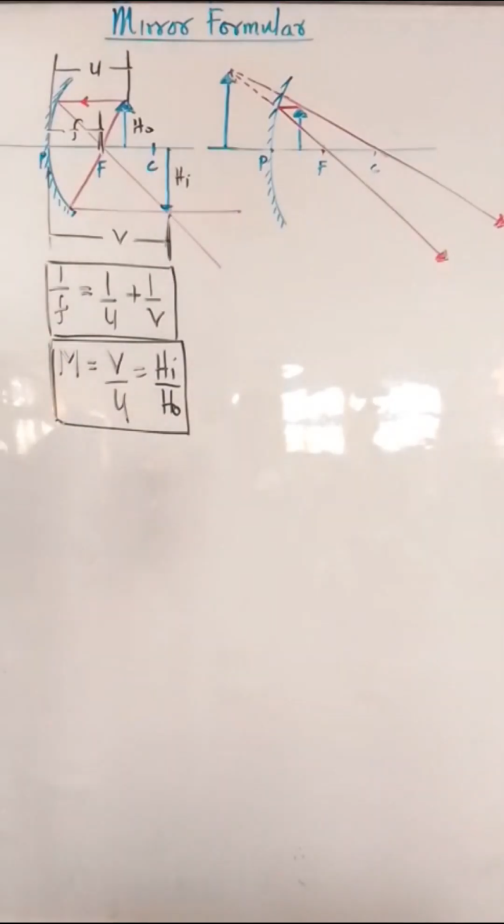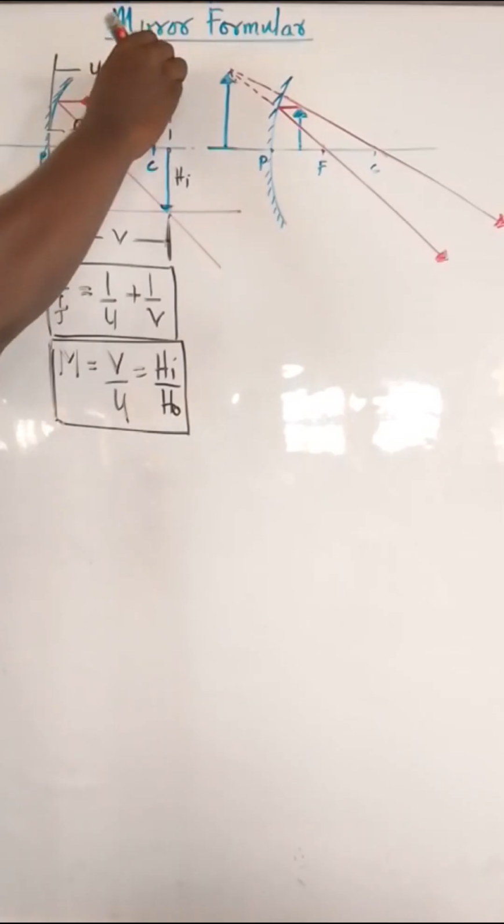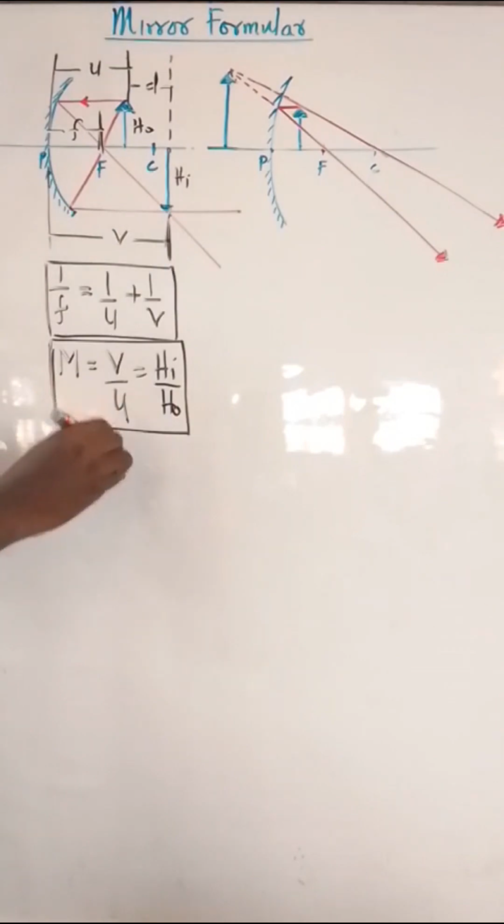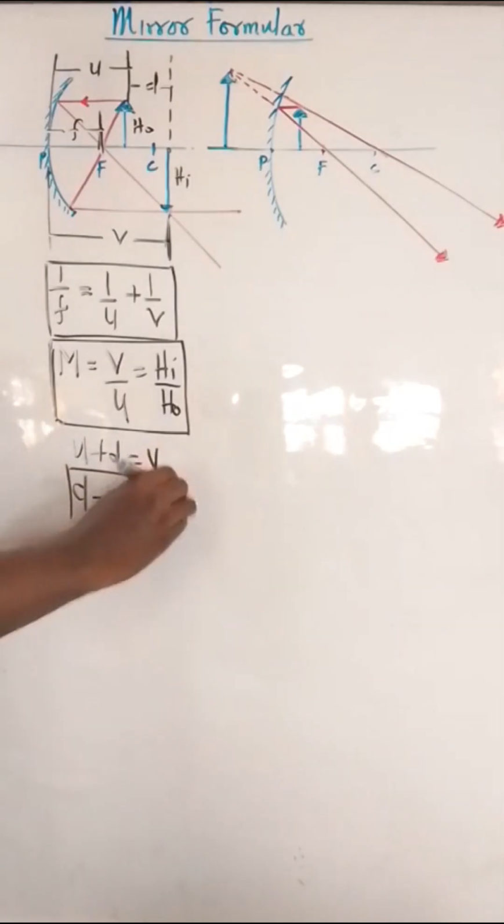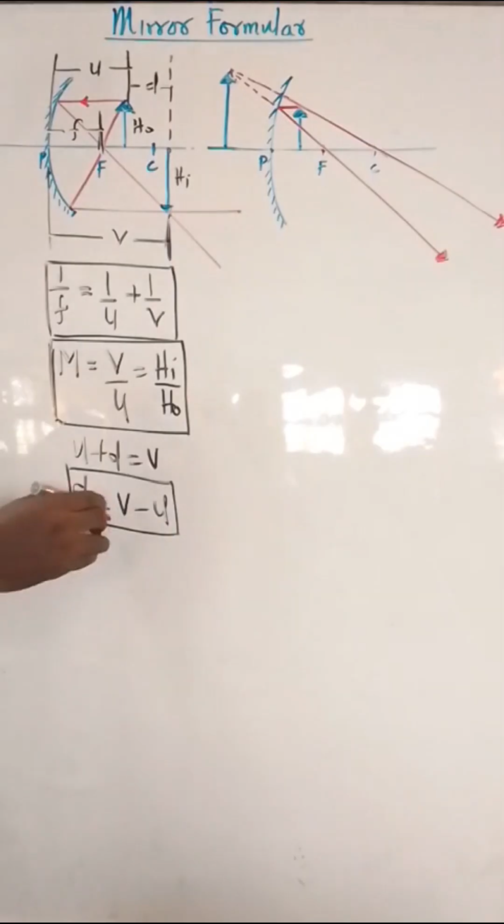That's another point. Then another thing they can ask you to get is the distance between the object and the image. This is the object in this case, this is the image in this case. So the distance between them, let's call it d. Obviously, u plus d will give us v. So in this case, the distance equals v minus u. This only works if the image is real.